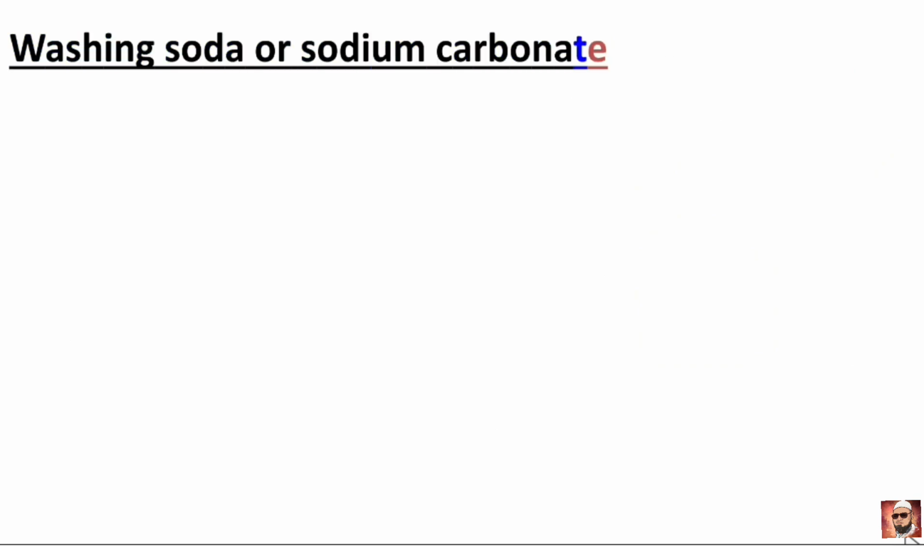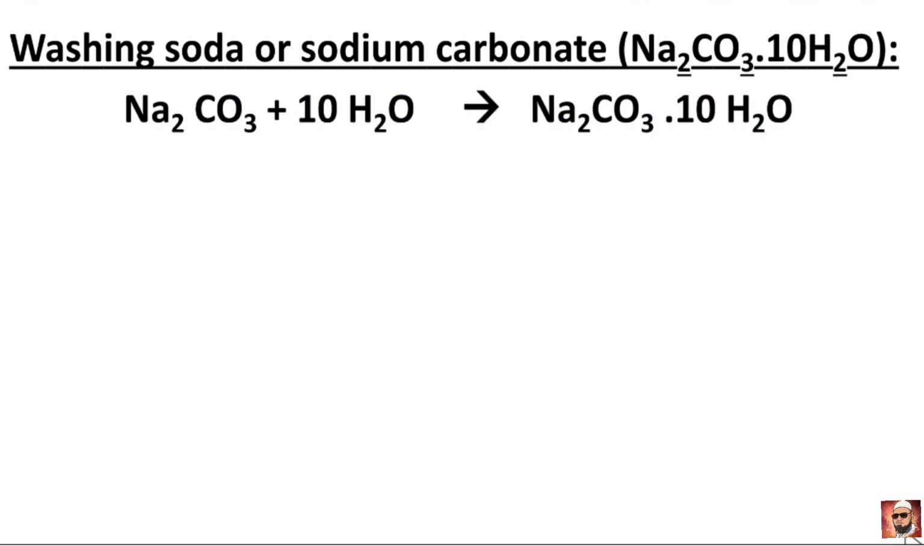Washing soda, or sodium carbonate, has the formula Na2CO3·10H2O. Another chemical that can be obtained from sodium chloride is washing soda, sodium carbonate. Already you have seen above that sodium carbonate can be obtained by heating baking soda. Recrystallization of sodium carbonate gives washing soda. It is also basic in nature. So let's see the reaction here.